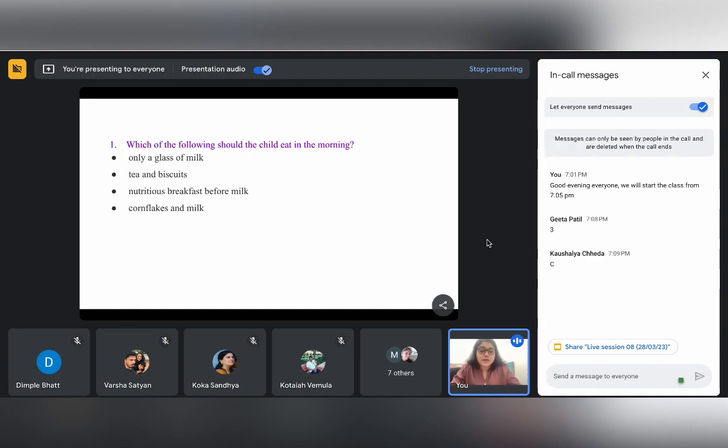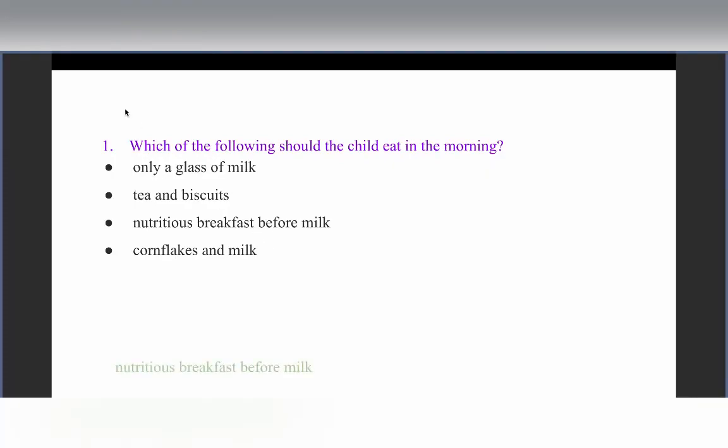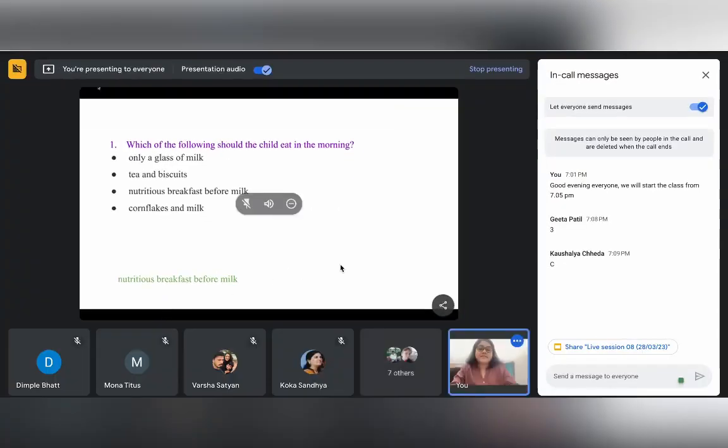Right. So a lot of you have answered the third option. Yes. So the third option is the correct answer, that is nutritious breakfast before milk. As we have already gone through the recorded lectures, we know that only through milk or only through cow milk the entire nutrition which is required for the child cannot be substituted, right? And also if the child during complementary feeding is only having a glass of milk or only having tea or biscuits, that is definitely not adding up to the entire nutritional requirement of the child.